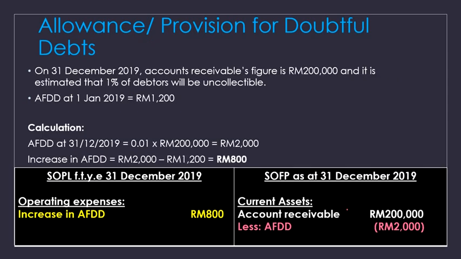So let's see how to do it when there is an allowance for doubtful debt. Okay. On 31st December 2019, the account receivable figure is 200,000. And it is estimated that 1% of debtors will be uncollectible. So this 1% is the allowance for doubtful debt. But it says the allowance for doubtful debt at 1st of January is 1,200.